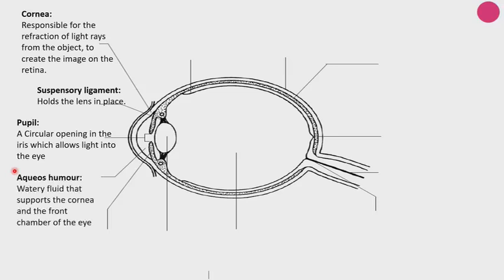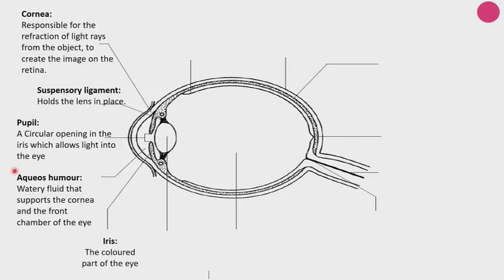Then the aqueous humor found in our anterior chamber is responsible for nourishing the lens and the cornea, which have not got their own blood vessels to supply them with oxygen and nutrients. And it helps to also keep this area moist, supporting the cornea in the front part of the eye.